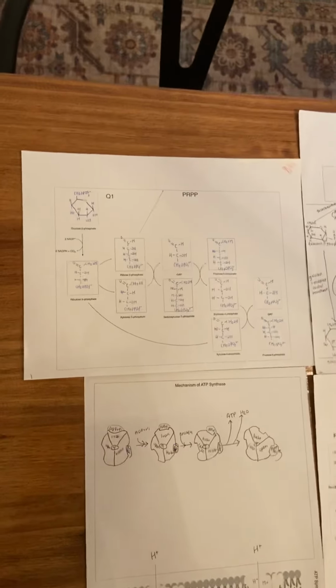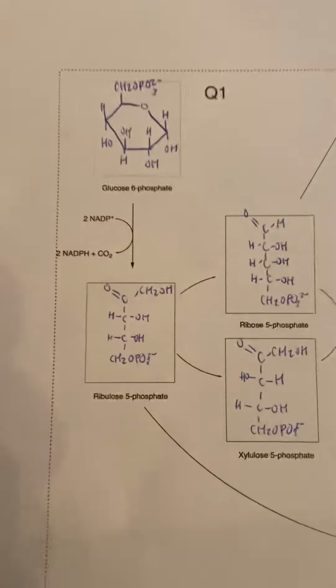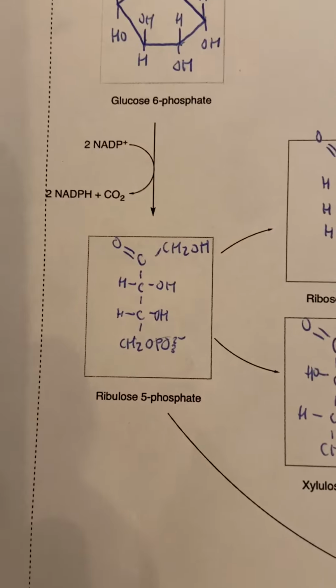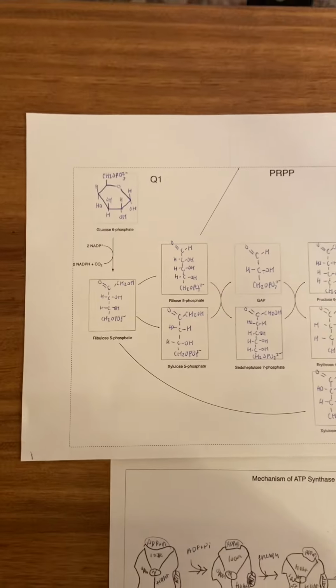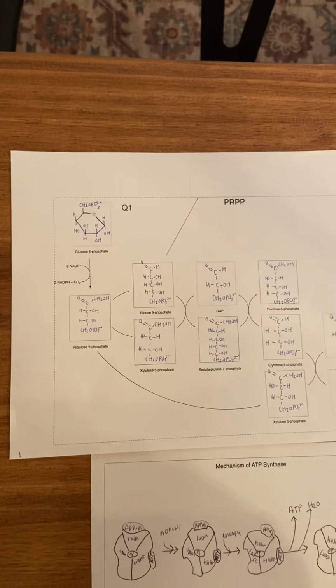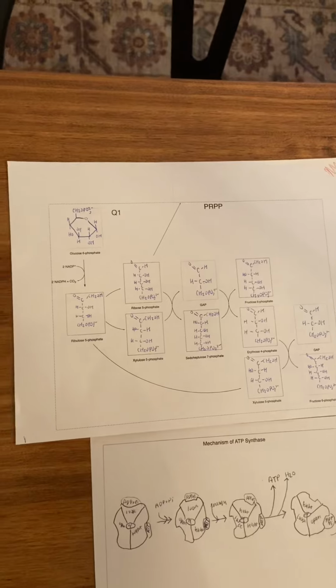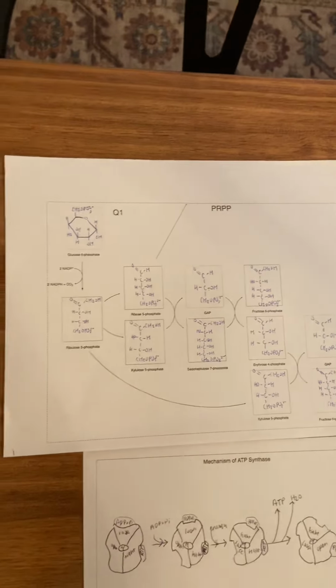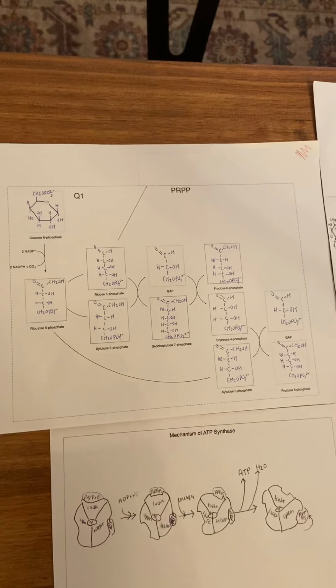The product ribulose 5-phosphate can be converted into different molecules. One of these is ribose 5-phosphate that we have right here. So that is an important sugar that will be used in the synthesis of DNA and RNA building blocks because ribose is a building block for the beginning of the synthesis of nucleotides. Which brings us over here to nucleotide synthesis.